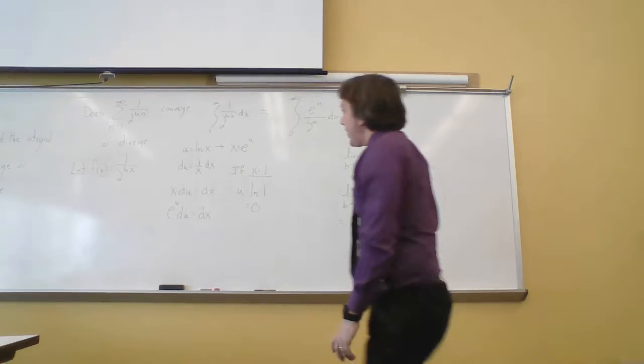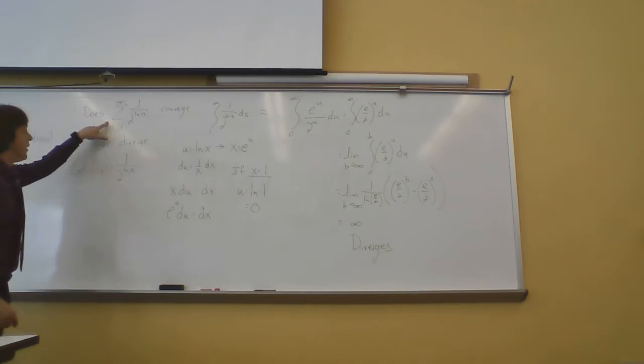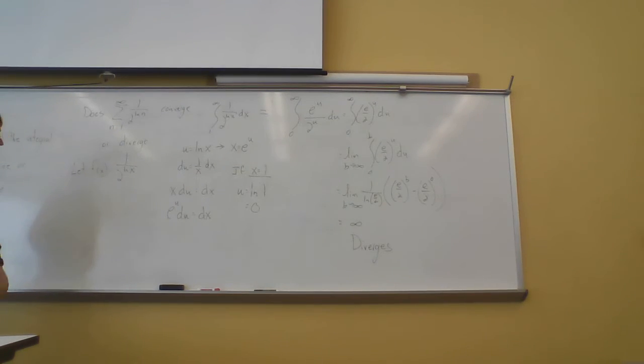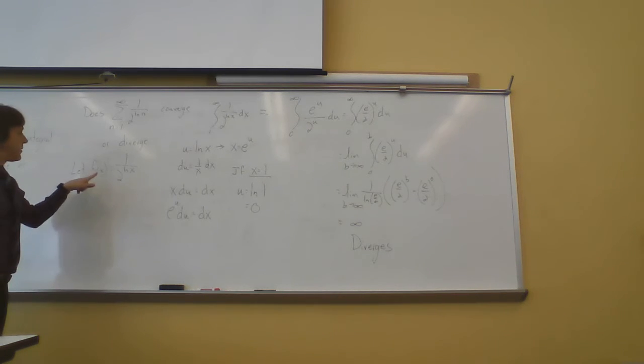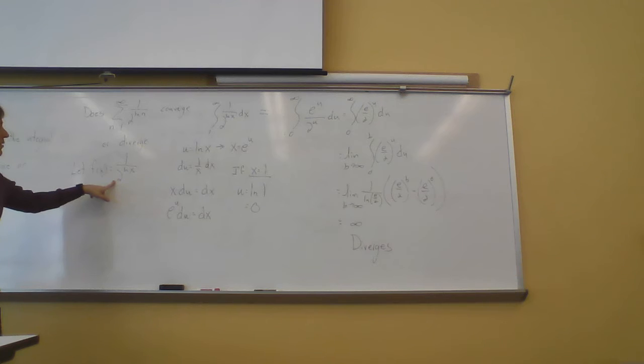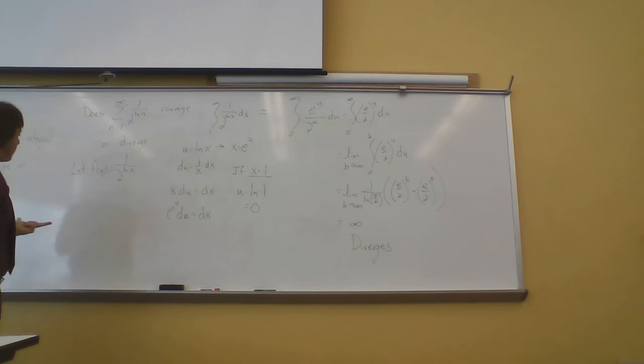Great. So we want to know if this sequence of 1 over 2 to the natural log of n converges or diverges. So the really obvious function to work with is f of x is 1 over 2 to the natural log of x. This is certainly all positive, right? We need this to be a continuous function, we need it to be positive, and we need it to be decreasing. It's certainly all positive.